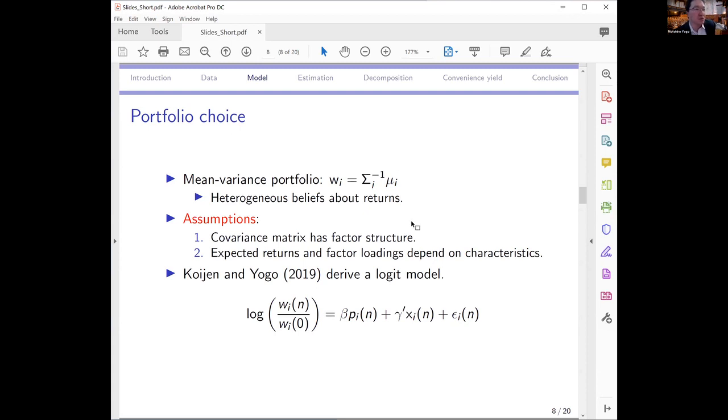And it turns out that if you assume that there's a covariance structure in returns and that expected returns and factor loadings depend on characteristics, then these assumptions allow you to write the portfolio holdings. So this is the portfolio weight of investor I in asset N as log linear in prices, characteristics of assets, which capture things like riskiness of these assets, and a part that's unobserved to the econometrician, which we call latent demand. So this portfolio function, in logarithms, looks like a linear regression that we can actually take to the data.